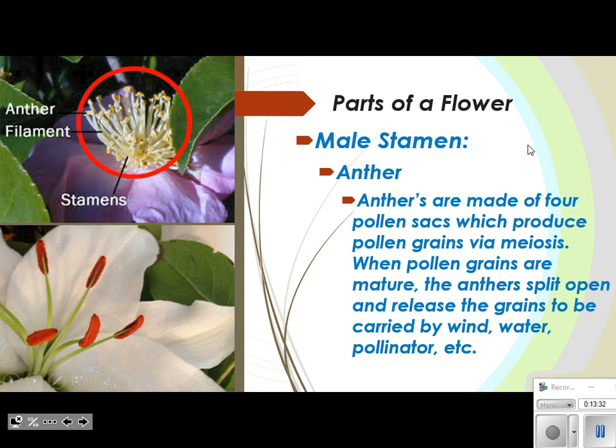When the pollen grains are mature, the anther splits open and releases the grains to be carried. They can be carried by wind, they can be carried by water, they can be carried by a pollinator. We talked about the bees.